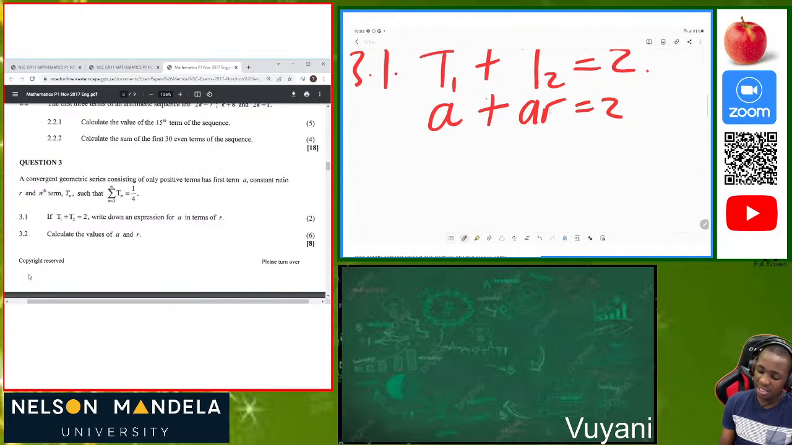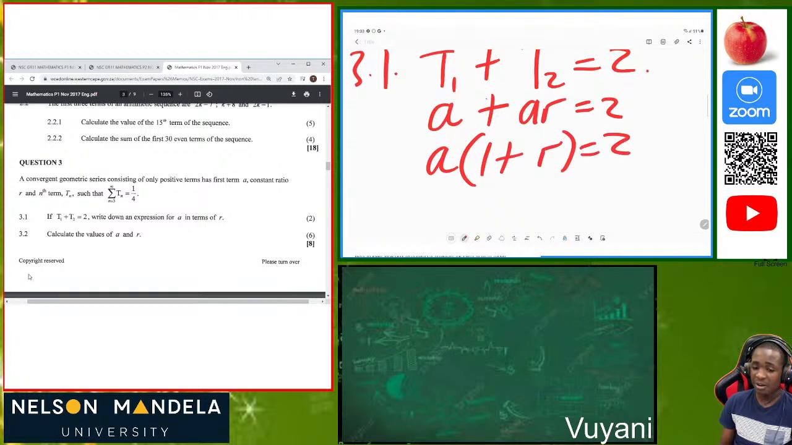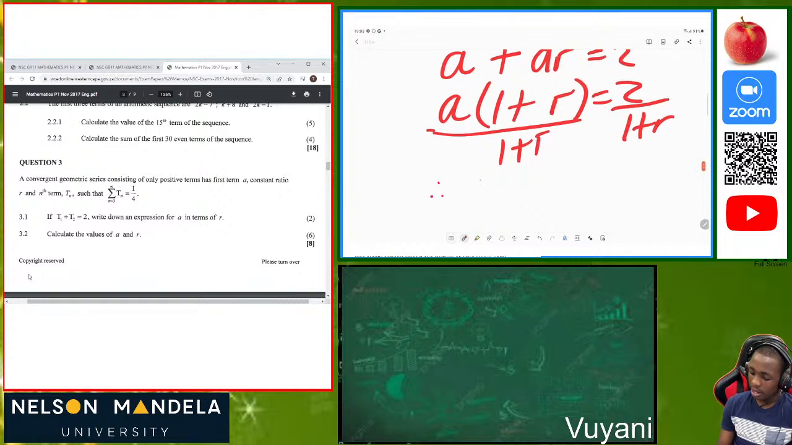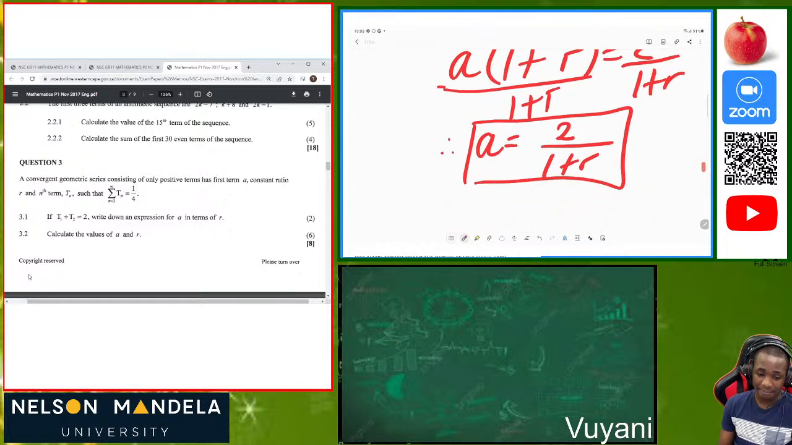So now we can see that according to the rules which you're taught, a is a common factor here, so it's going to be a times (1 plus r) equal to 2. So they said write down an expression of a in terms of r. So now we just need to make a the subject of the formula. So we divide both sides by 1 plus r. Then therefore our a will be equal to 2 over 1 plus r. So this is our a. This is our first term.